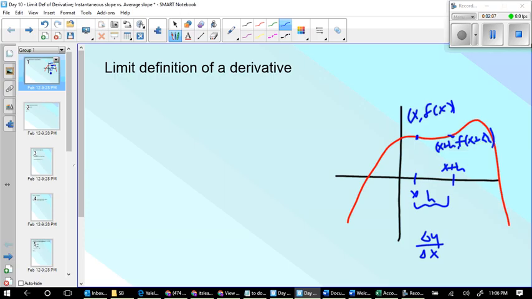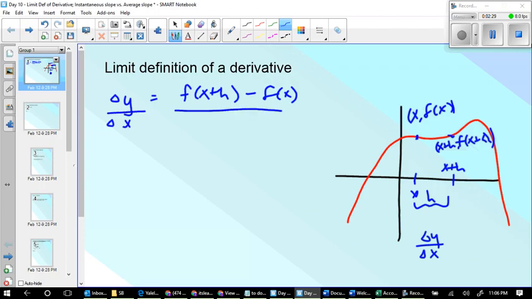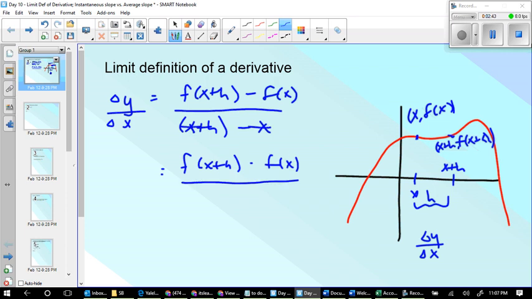Now I have 2 points, and as long as I have 2 points, I can have a change in y and a change in x. So let's go ahead and do that. My change in y between these 2 points would be f of x plus h minus f of x. And my change in x would be the x value for the second coordinate, x plus h, minus x. I can simplify that to give me f of x plus h minus f of x, all over, well, the x's will cancel out because I have a plus and a minus, so that leaves me with just h at the bottom.